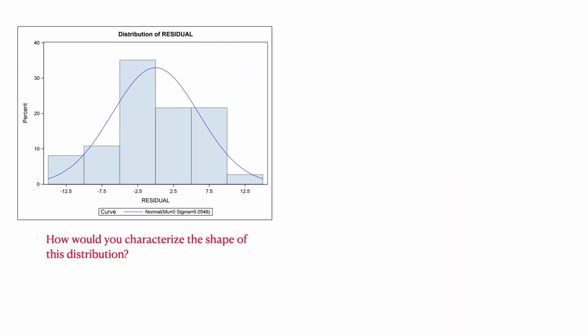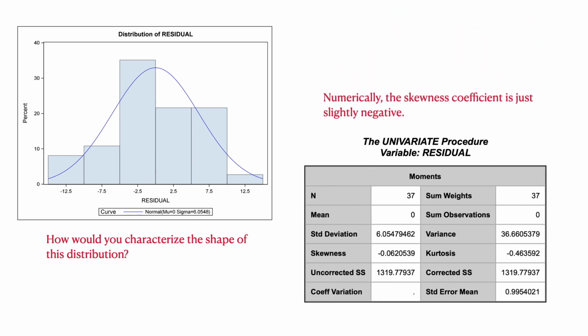Now here is a histogram of the residuals with a normal distribution superimposed on top of the histogram. And so how would you characterize the shape of this distribution? It's not perfectly symmetric, but would you characterize it as skewed to the left or skewed to the right? Numerically, we can see here that the skewness coefficient is negative, so there is some slight left skewness, or negative skewness, in the data.